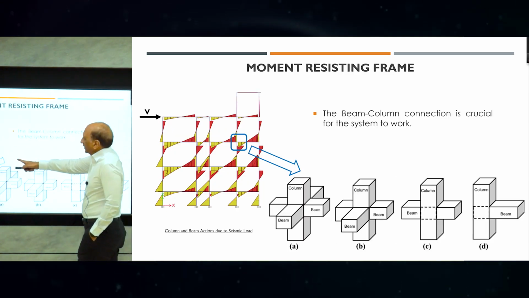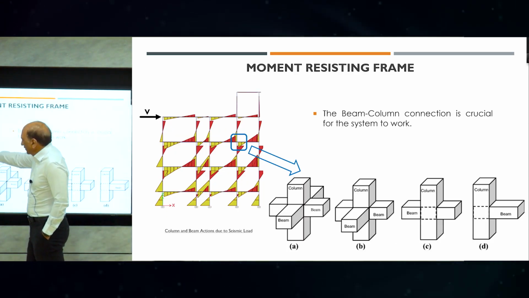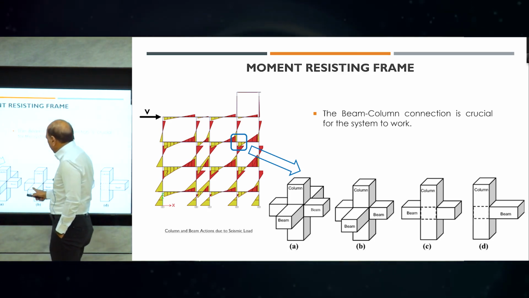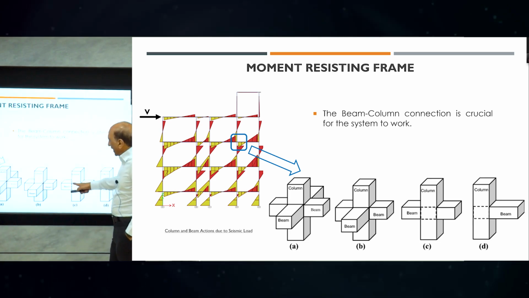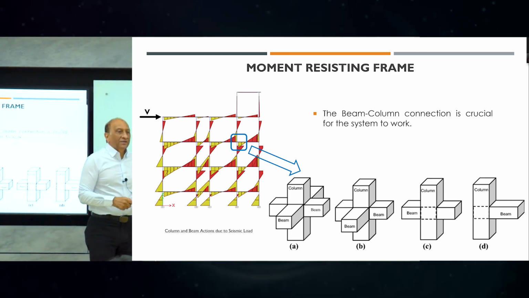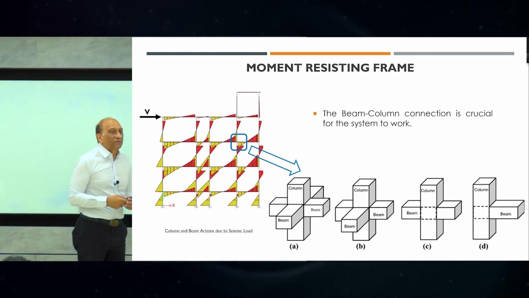So basically, if you take one joint, any joint here, for lateral load you will see that there is a column, there are some beams and columns in different locations, and there's a joint in between that, and there's a joint here. So basically, the entire system relies on the rigidity of the joint.